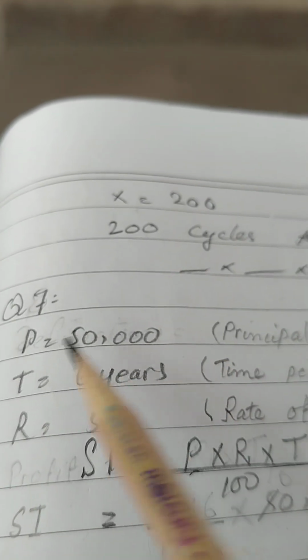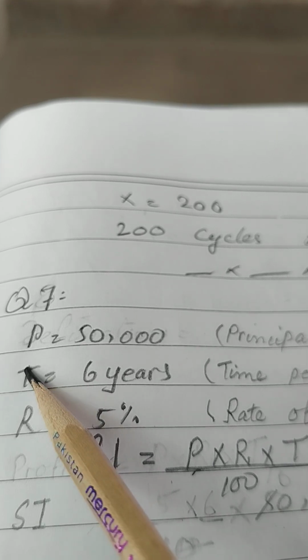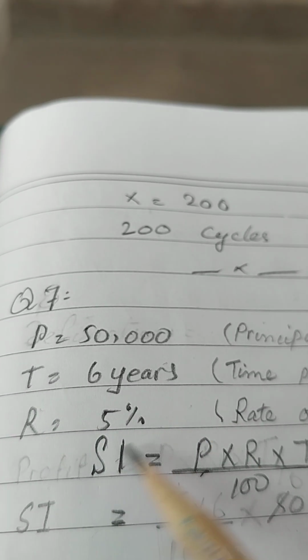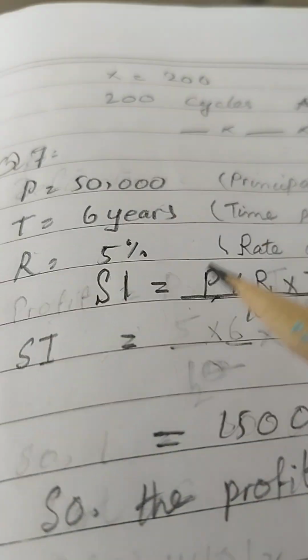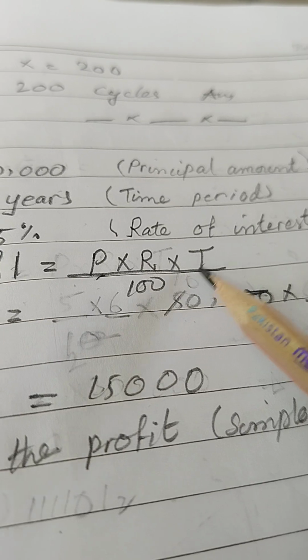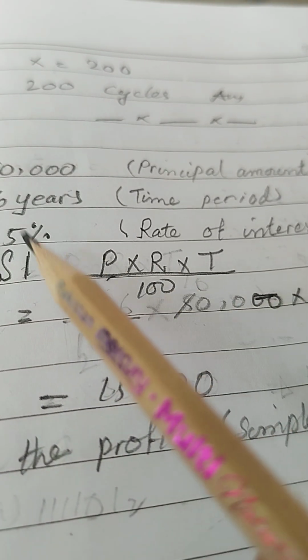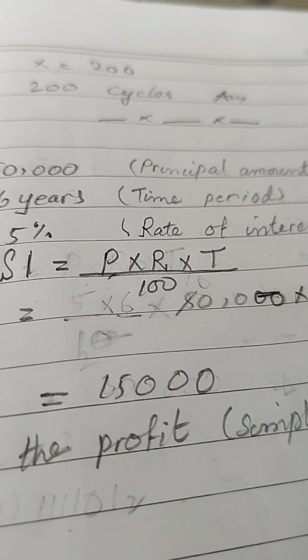Here is question number 7. Principal amount is 50,000. Time period is 6 years. Rate is 5%. And we find the interest. Interest is equal to principal amount multiplied by rate multiplied by time period, divided by 100, because the rate is in percentage. That's why we write here 100.